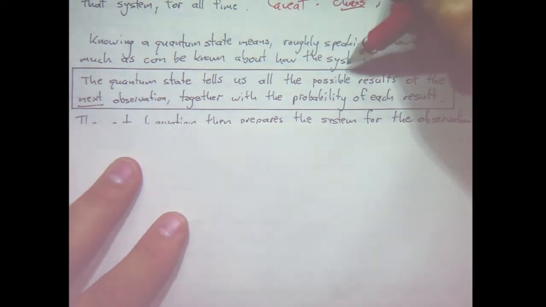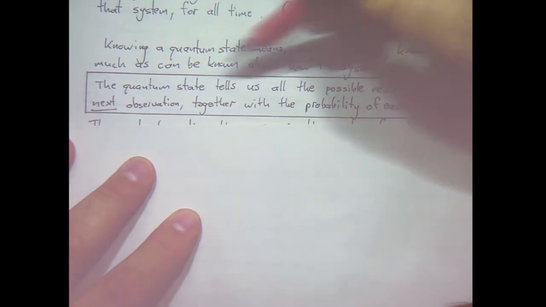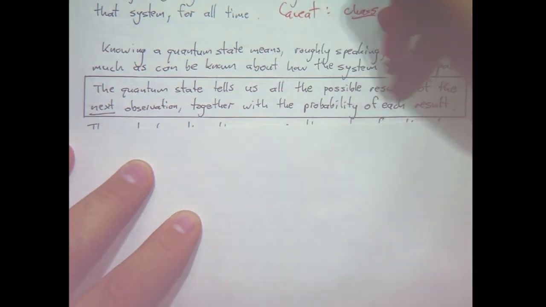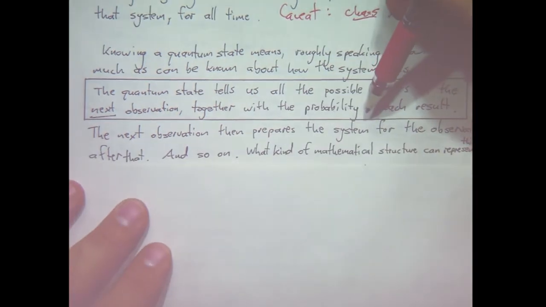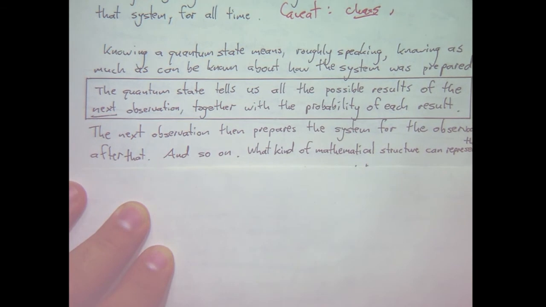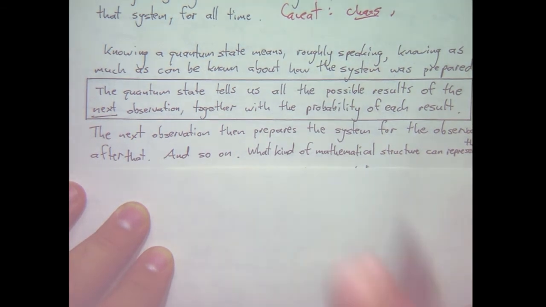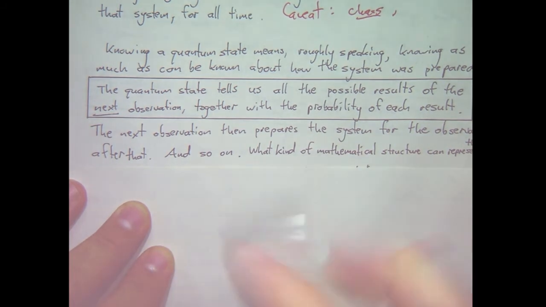The quantum state tells us all the possible results of the next observation together with the probability of each result. The next observation then prepares the system for the observation after that, and so on. So each observation prepares the system for the next observation. It's like you're going from one observation to the next in quantum mechanics. Okay? And at each observation, unless you haven't done anything to the apparatus or moved it to another pure state, parallel to a pure state, then you will get a random answer.